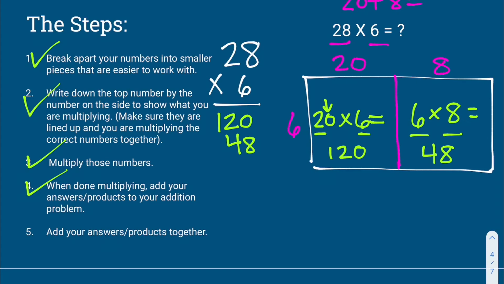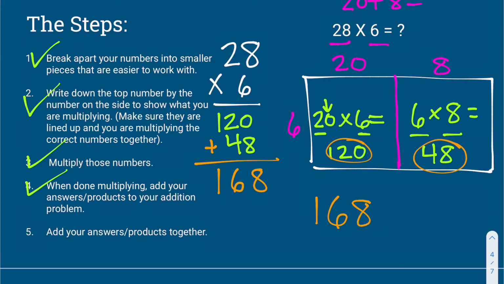Finally, I'm going to go to step 5. And step 5 is just to add my products together. My products being the 120 and the 48, which I already have here, so I can just do that. 0 plus 8 is 8. 2 plus 4 is 6. 1 plus 0 is 1. So my answer is 168.